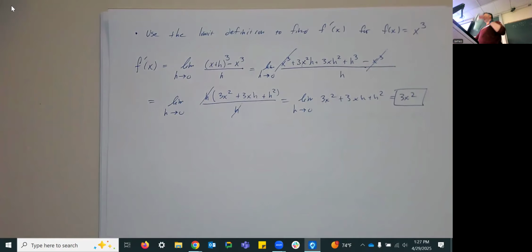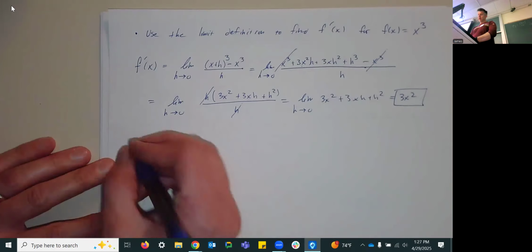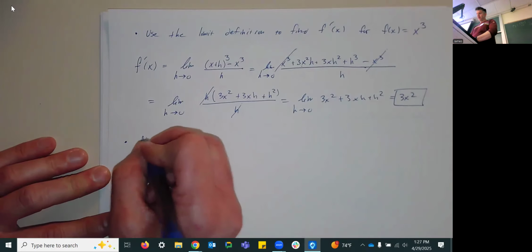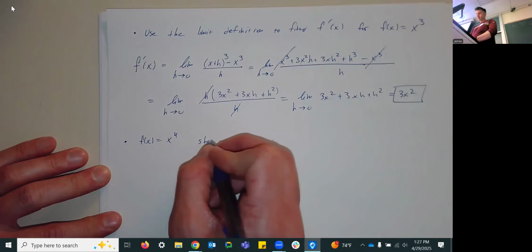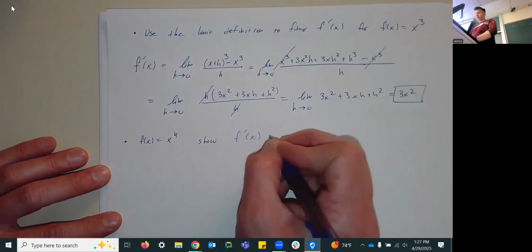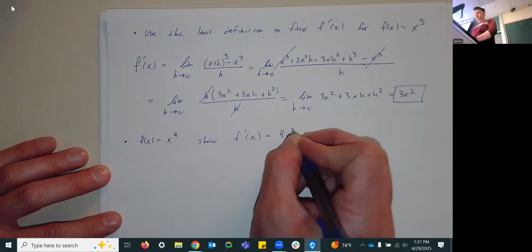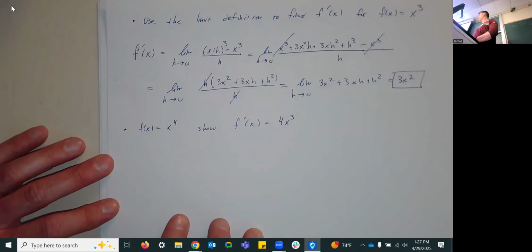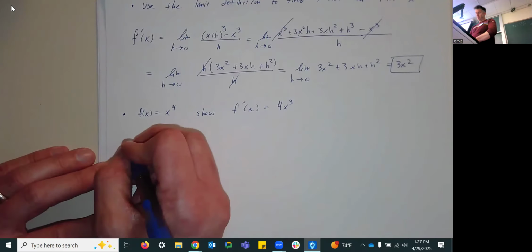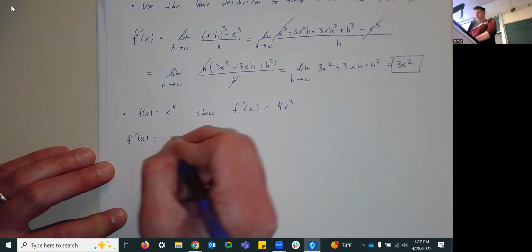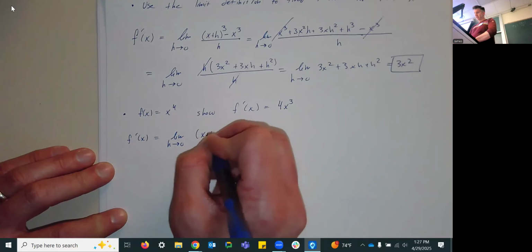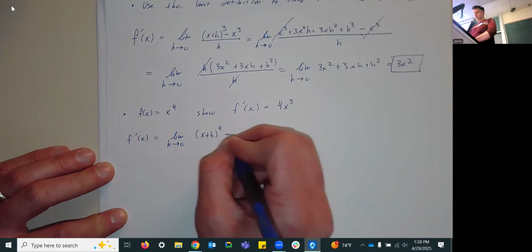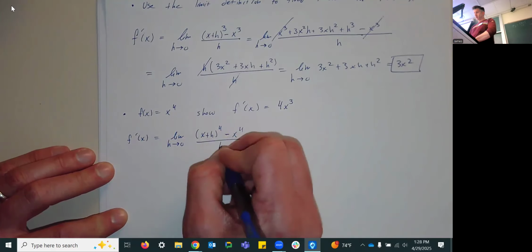In a similar way, we can show that for f of x equal to x to the fourth, our derivative is going to be 4 times x cubed. Let's take a look. Yeah, we have enough time. So the derivative is going to be the limit as h approaches 0 of x plus h to the fourth power minus x to the fourth, divided by h.